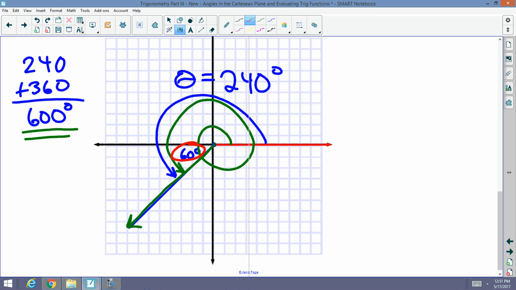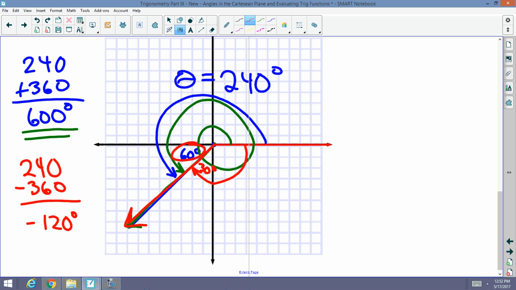Coterminals, like I said, you can find coterminals all day long. All you got to do is add or subtract multiples of 360. Let's say I have that 240, but this time I subtract 360. That's going to be negative 120. I'm going to prove to you that this is also a coterminal. Let's go ahead and go down 90 and then another 30. Isn't that still my terminal side? Don't I still have the same reference angle of 60? So coterminals are just different ways to write angles, but they're all going to end at the same spot.